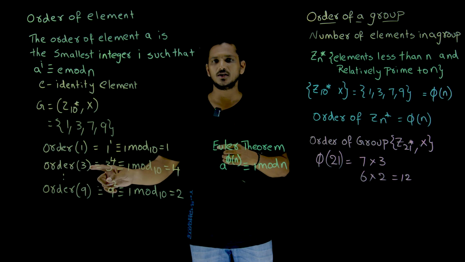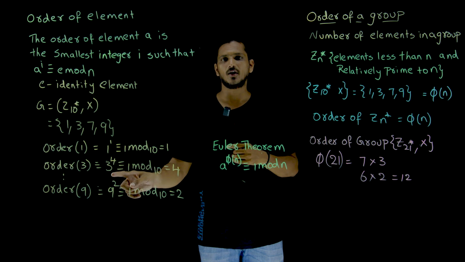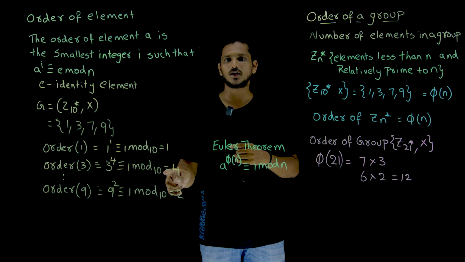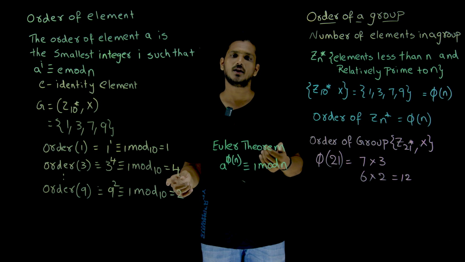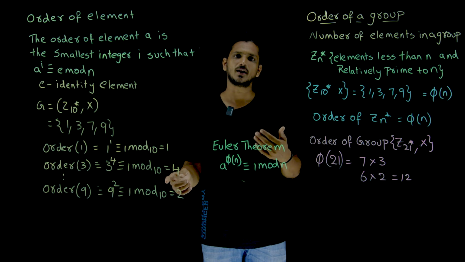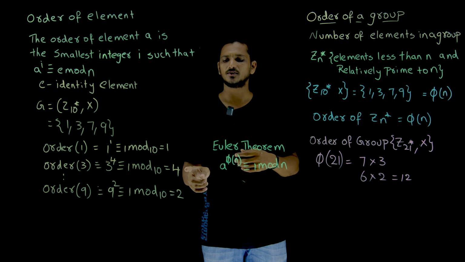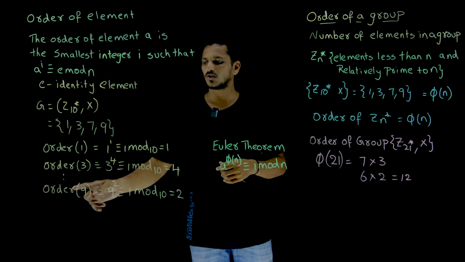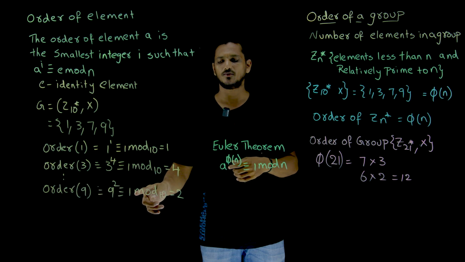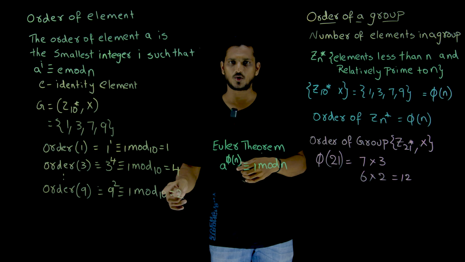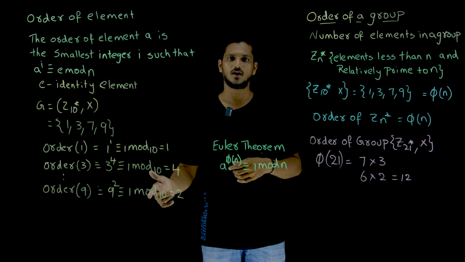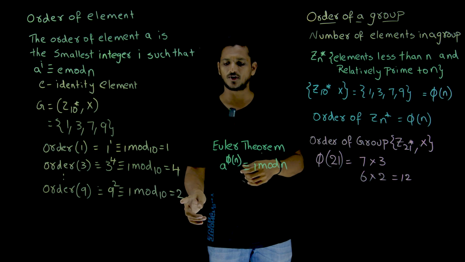Similarly, the order of 3: 3 power 4 is 81, which is congruent to 1 mod 10. Yes, 81 mod 10 is 1. That's why the order of element 3 is 4. Similarly, the order of 9: 9 squared is 81, and 81 mod 10 is 1. That's why the order of 9 is 2.